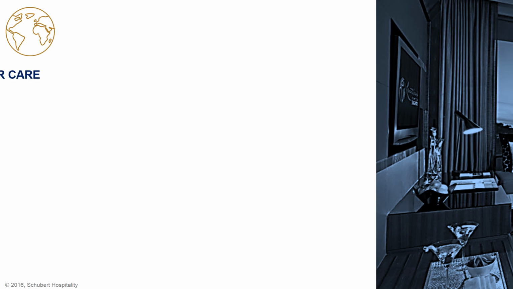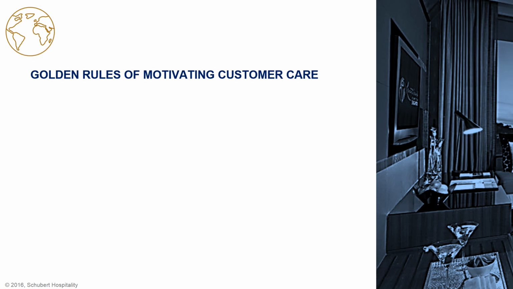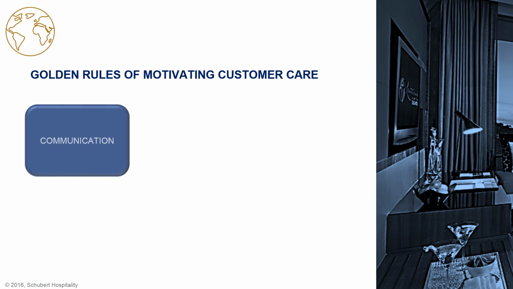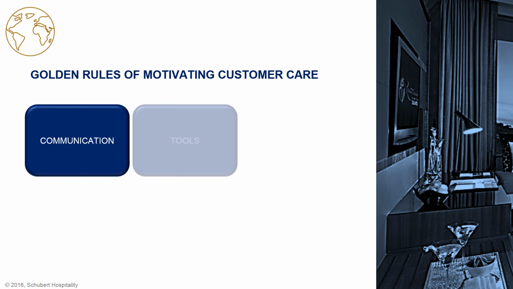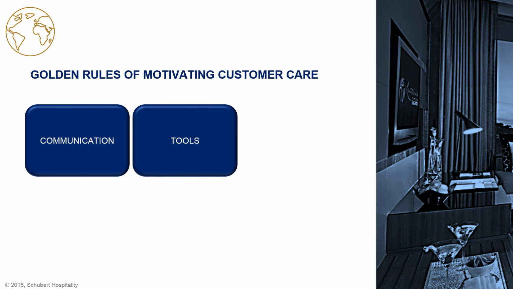There are 5 golden rules for motivating customer care in hotel staff. These are: number 1, good communication between owners and managers, between managers and staff, and as well as among staff themselves. When everyone knows what is happening and what is expected, then conflict is reduced among staff, between staff and management, and between staff and customers. Number 2, the right tools to do a job. The staff must have the right tools. Expecting someone to serve a guest a beverage with no tray to do so is a simple but excellent example.